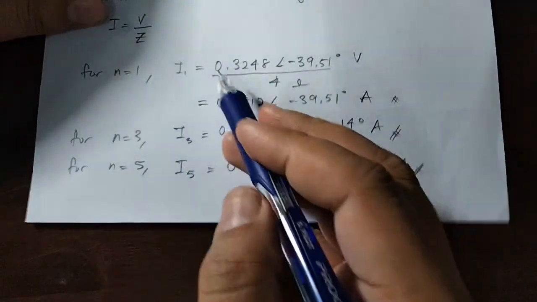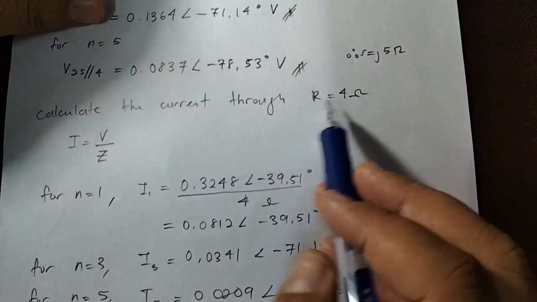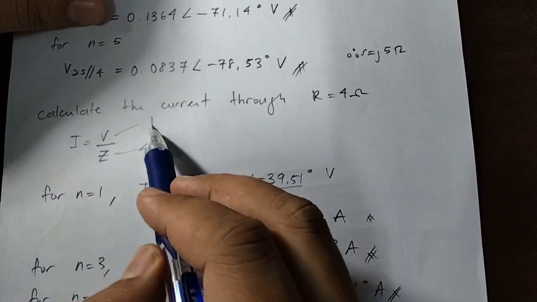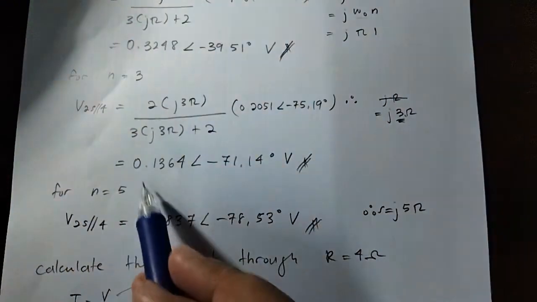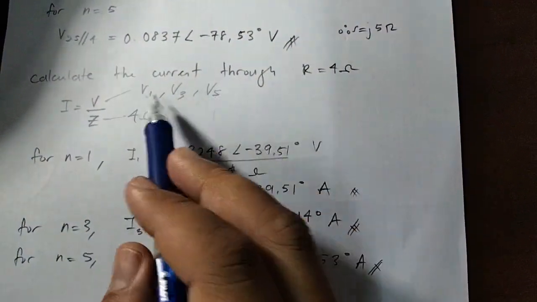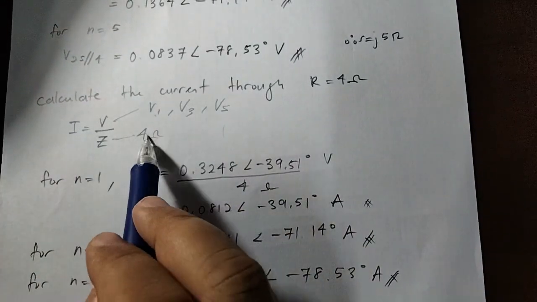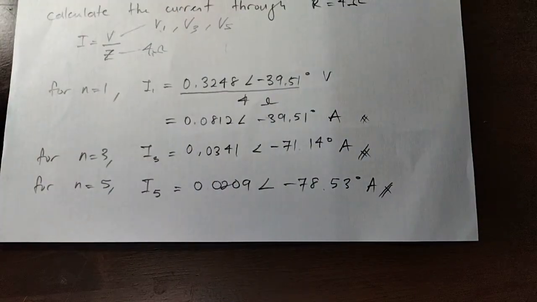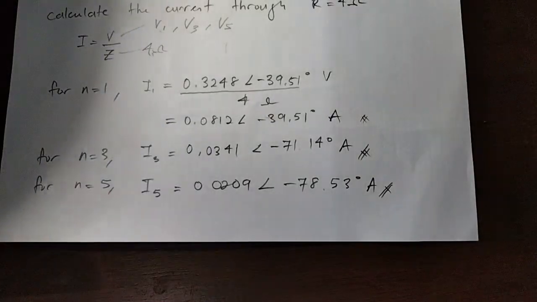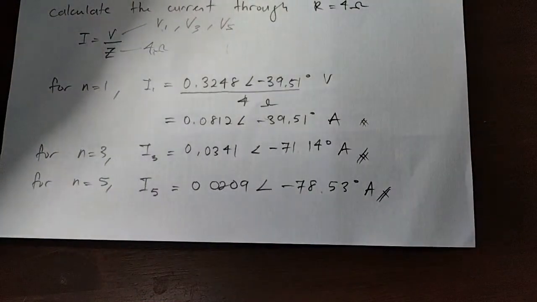Right. So basically it's V over Z. Impedance of the current through the resistor. Right. So this is 4 ohms. So this is V1, V3, and V5, which we have calculated earlier here. Right. So just change the value, but the impedance is still the same, 4 ohms. That is because we want to calculate the current flowing through this resistor. So this is the value of the current for each component, for n equals 1, n equals 3, n equals 5.